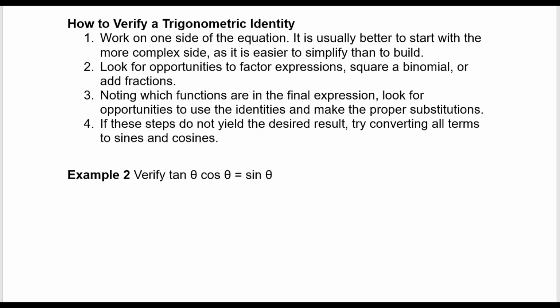So we saw the graph showing that cotangent theta and 1 over tangent theta were the same. And now we're going to look at how to verify trigonometric identities. So work on one side of the equation. It's usually better to start with the more complex side, as it's easier to simplify than to build. Look for opportunities to factor expressions, square a binomial, or add fractions.